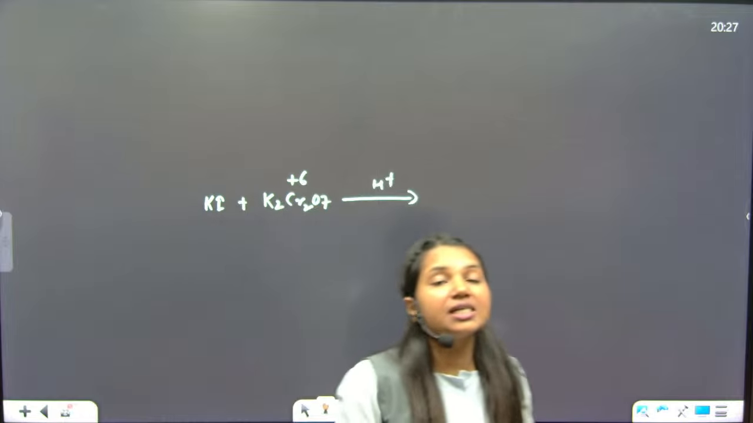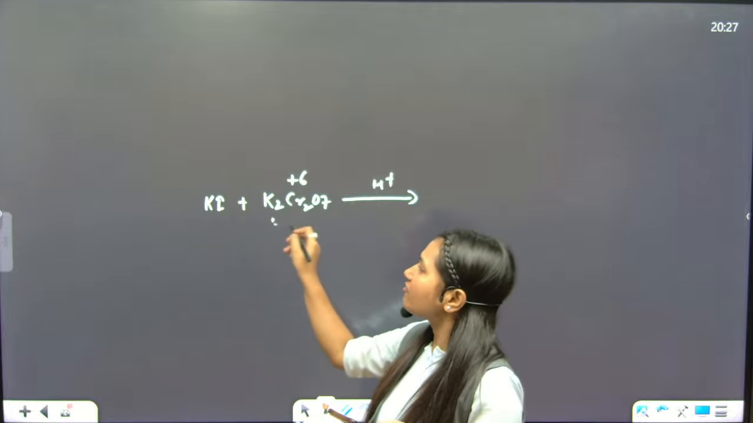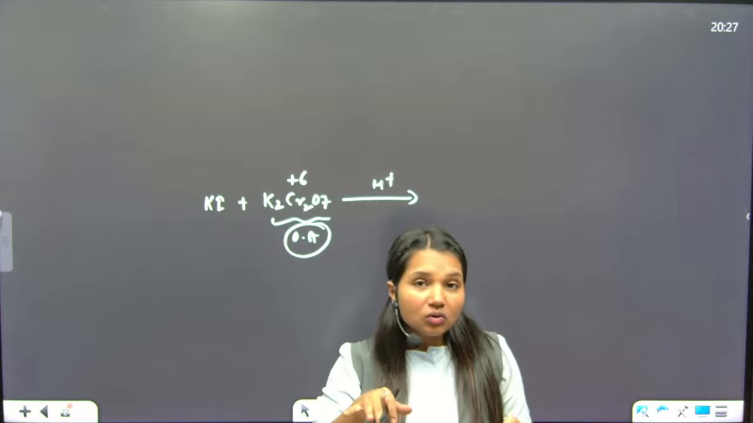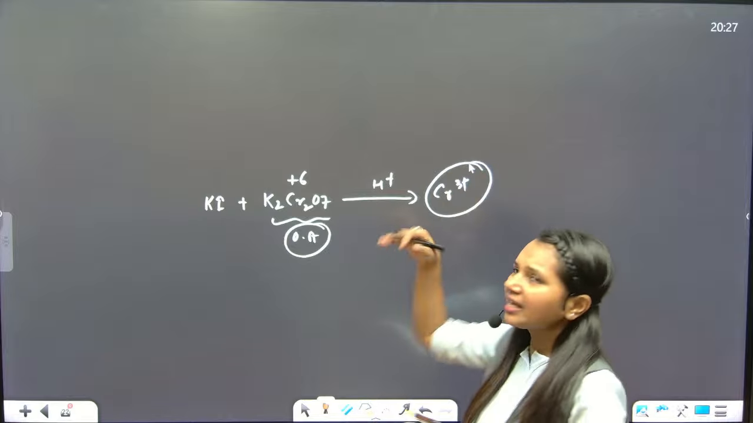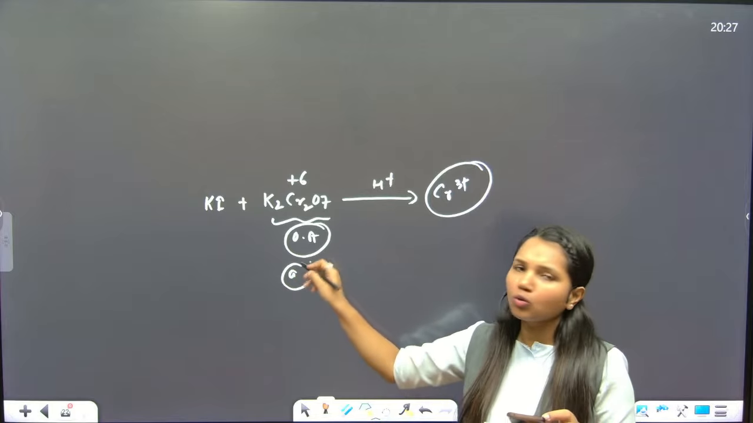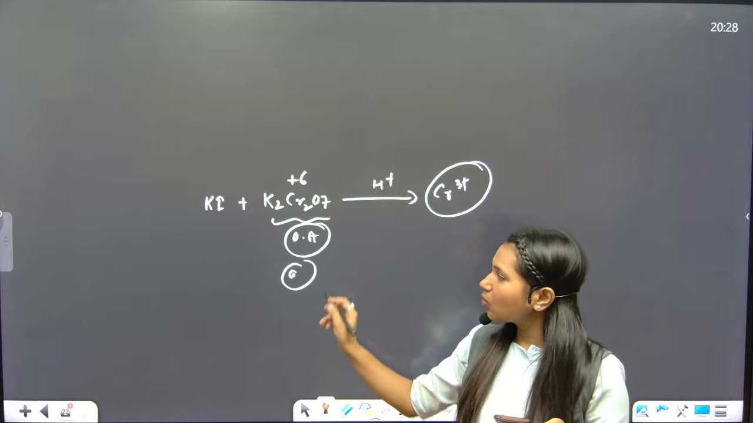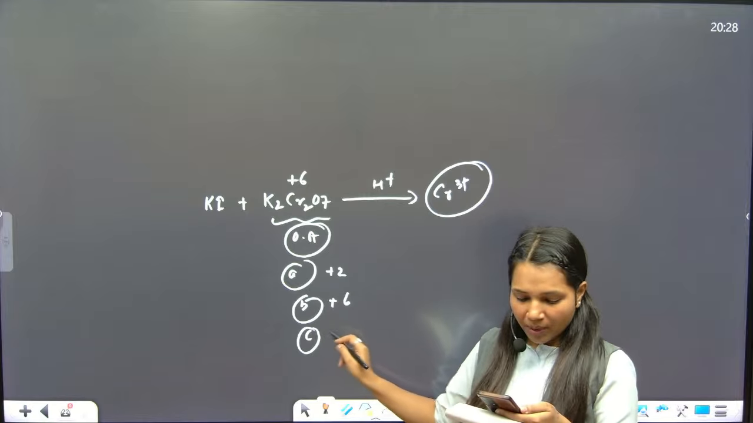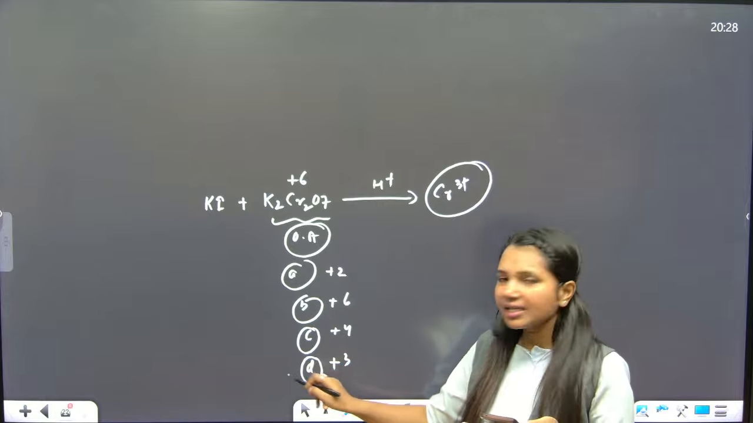It is present in its maximum oxidation number, and we know that it is a very strong oxidizing agent. It is going to get reduced and it will convert into Cr3 plus. I'm not writing the whole compound name. The question was, what is the oxidation number of chromium in the product. The options given were plus 2, plus 6, plus 4 and plus 3. So the correct answer is plus 3.